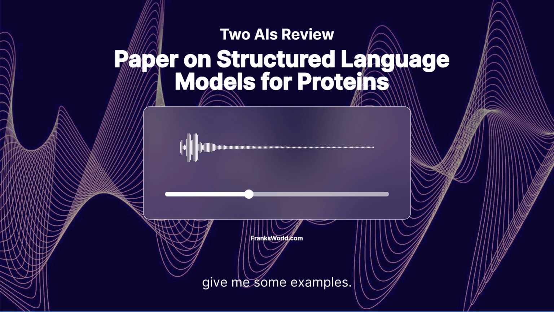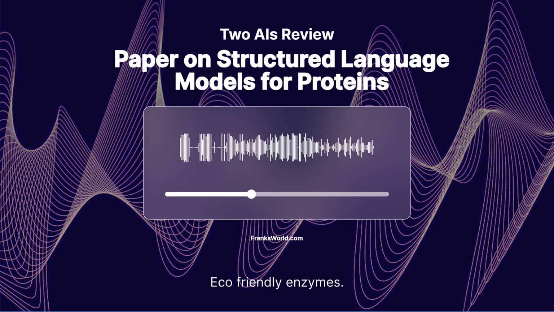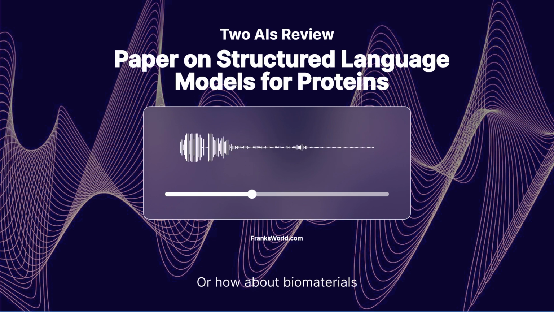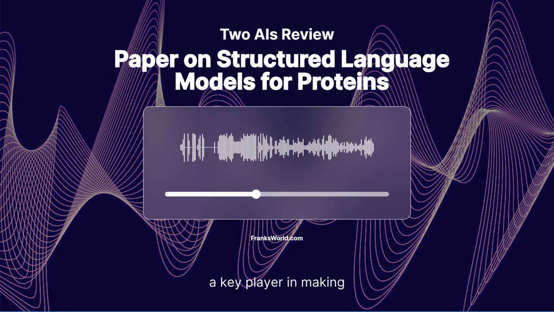Okay, give me some examples. What kind of crazy stuff could we do with protein design? Well, imagine enzymes that could gobble up pollutants, like plastic waste. Whoa, eco-friendly enzymes. That'd be incredible. Right. Or how about biomaterials with unique properties? Things we could use for construction or manufacturing. So we're talking about a whole new era of bioengineering, where we can design proteins to solve specific problems. Precisely. And SLM could be a key player in making this happen.